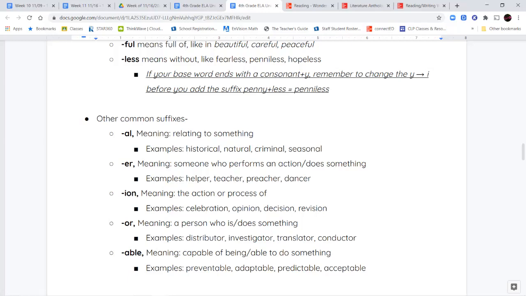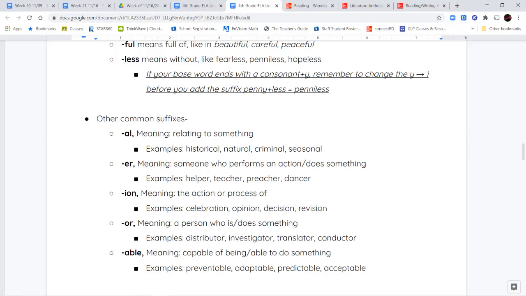Now you have also the suffix ion that sounds like shun, which I know sounds like it's got an sh in it, even though it doesn't. So that suffix means the action or the process of doing something. So a celebration is when you are in the process of celebrating something. A decision is when you're making an action, you're deciding something. A revision is when you are revising something.